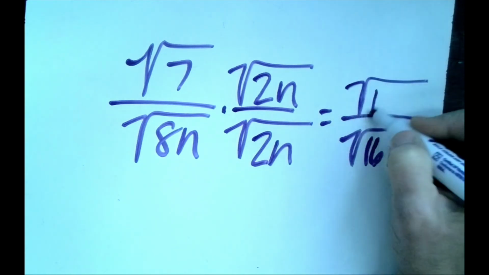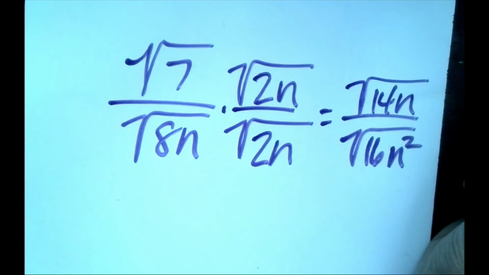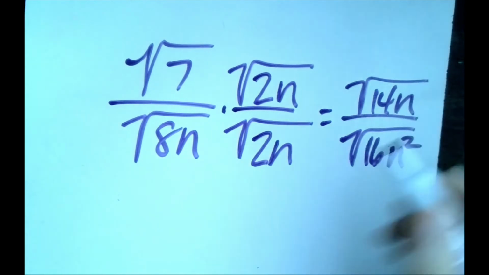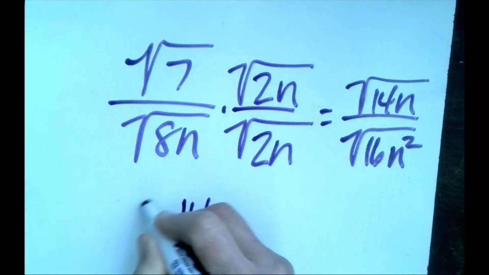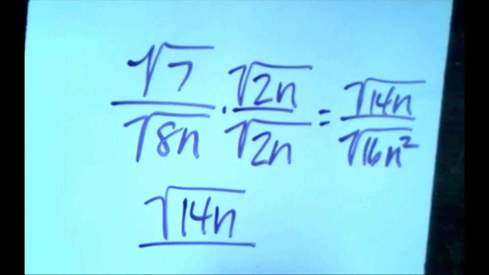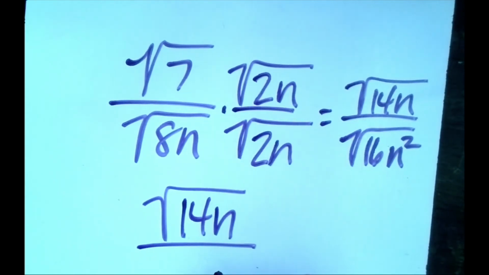So now we can't do anything with the numerator, but the denominator we can simplify. The square root of 16 is 4. The square root of n squared is n.